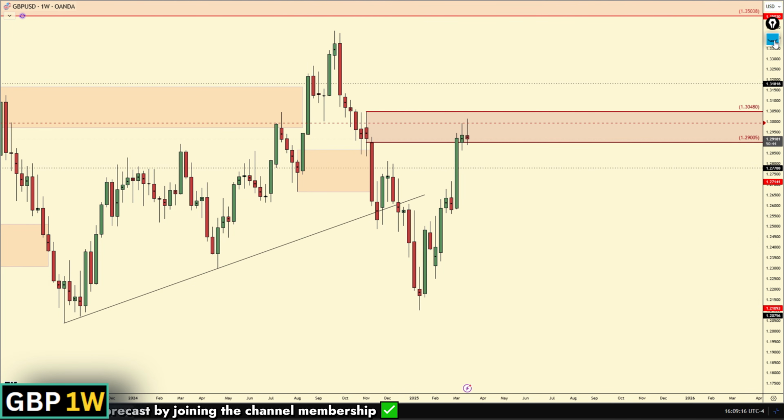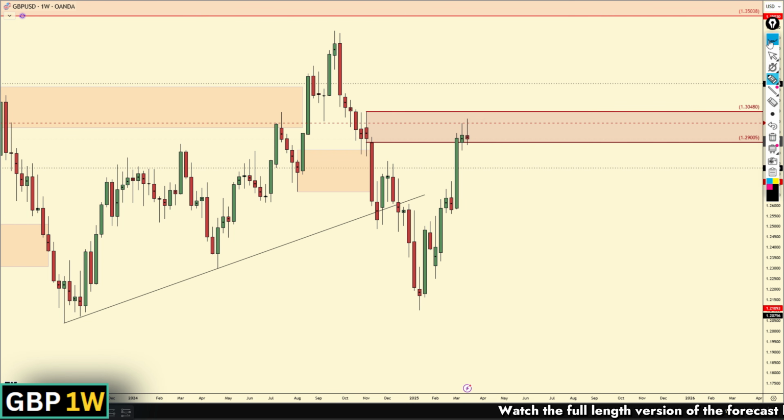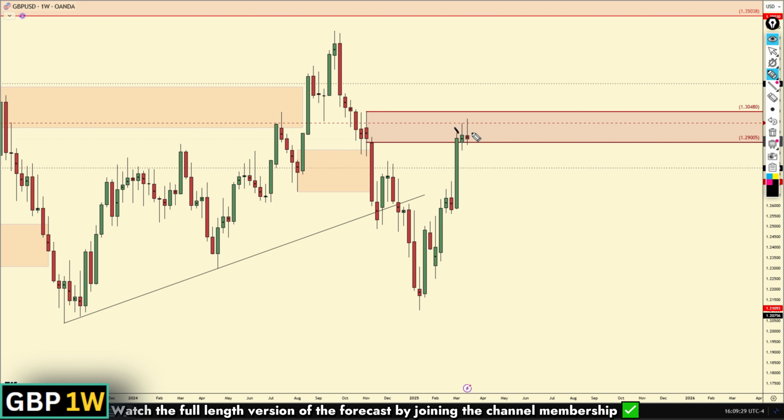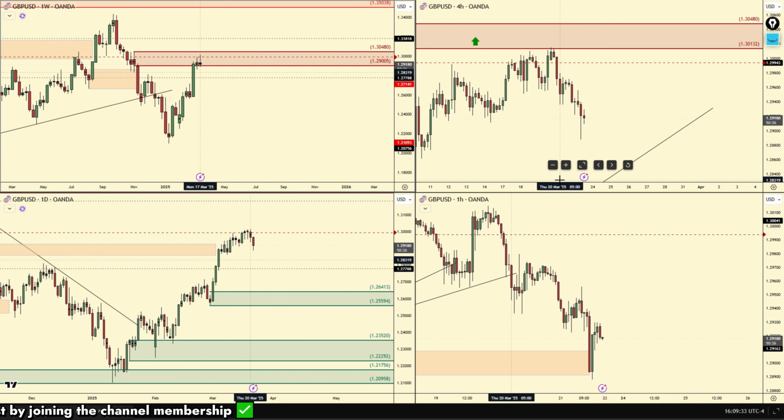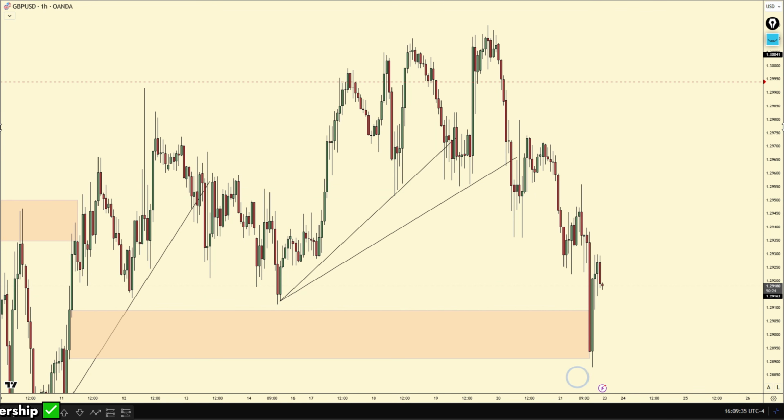On to the forecast for the GBPUSD, top-down approach here. Weekly supply is in control. Not really a significant move to the downside just yet, but we are hesitating at this supply. Now, the big question is, are we hesitating to get a next leg up, or are we hesitating because supply is in control and we are going to push down? The only way to really know if that's going on is to look at the lower time frames.